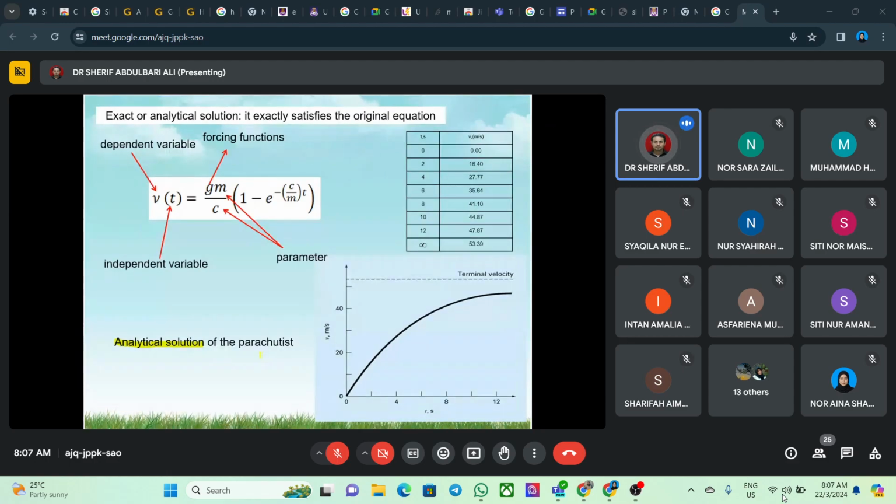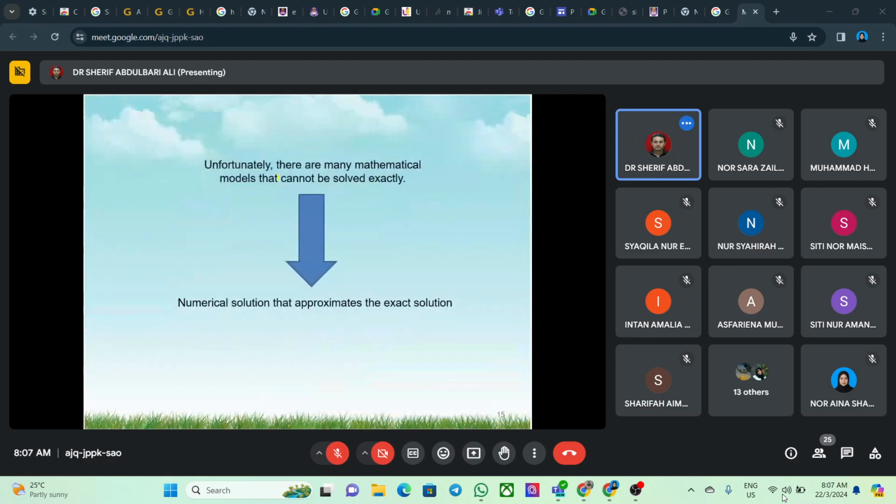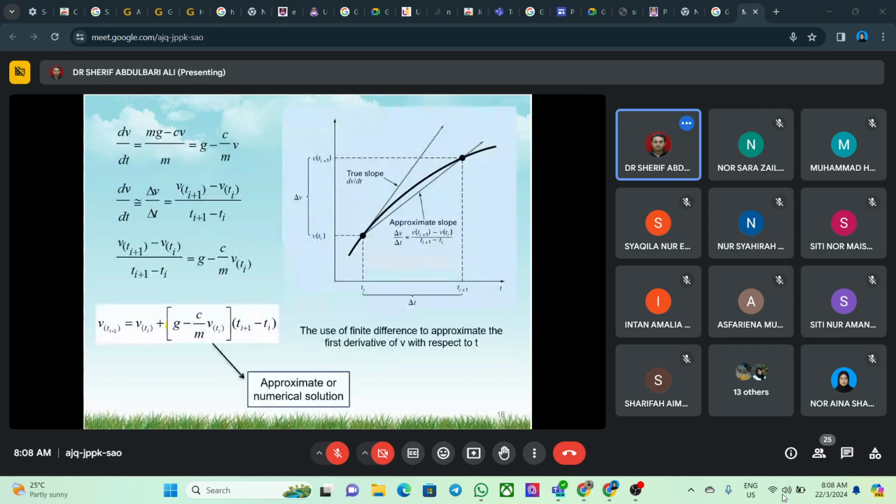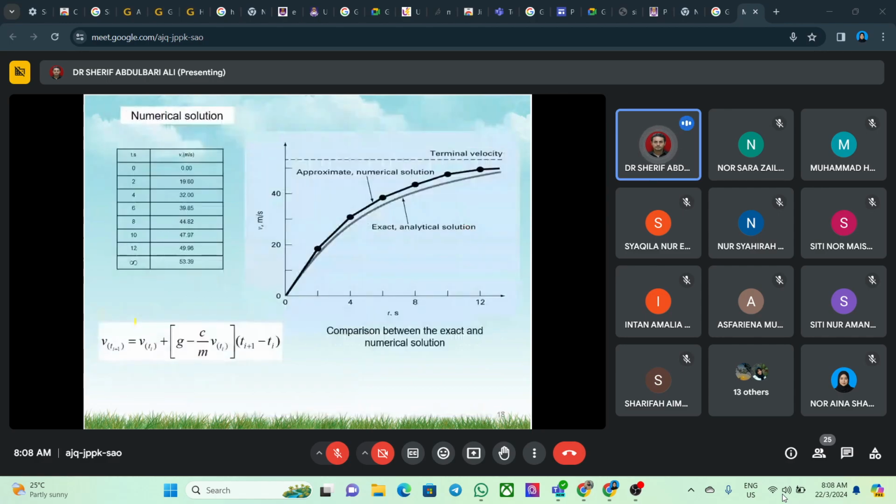After that, we said that most of the time, unfortunately, many mathematical models cannot be solved exactly, so we try to approximate the solution. When we approximate the solution, we take into account the previous state of any object, or the properties in the previous step, inside the calculations. So we came up with the approximate solution. This gray line here is the exact solution, and the black line with the dots is the approximate solution.